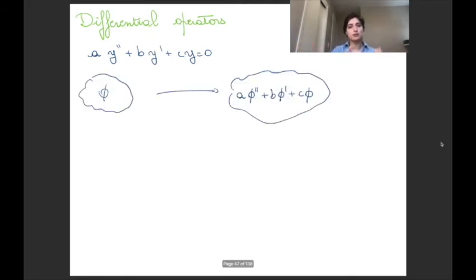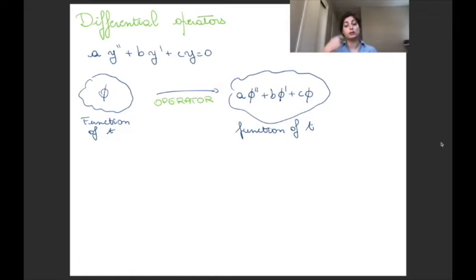So we want to write something that goes from the function phi to a phi'' + b phi' + c phi. Both of them are functions of time. So we want to construct something that takes a function and returns a function. We call this type of thing operators. Operators are functions of functions that return you a function.